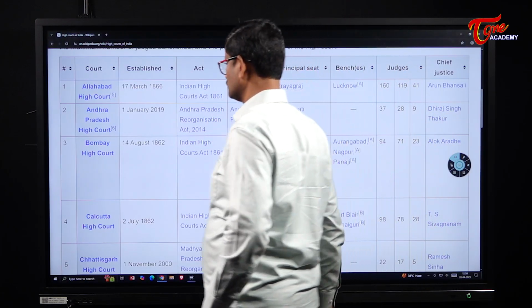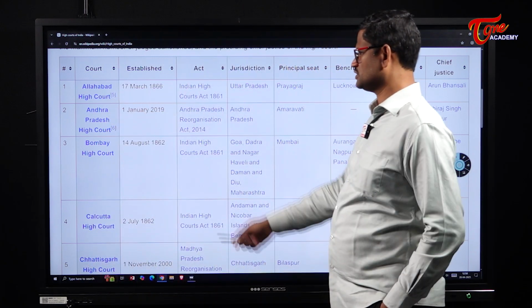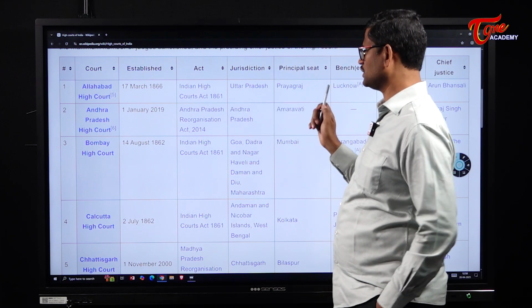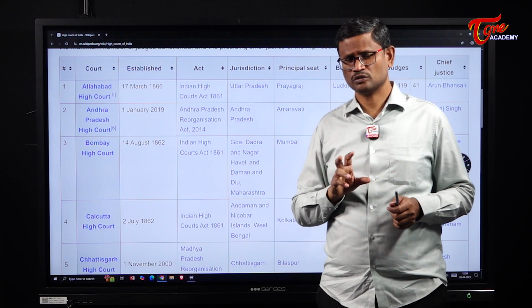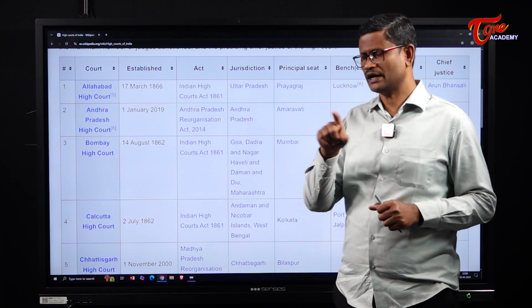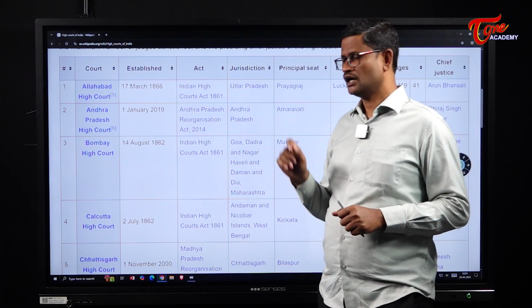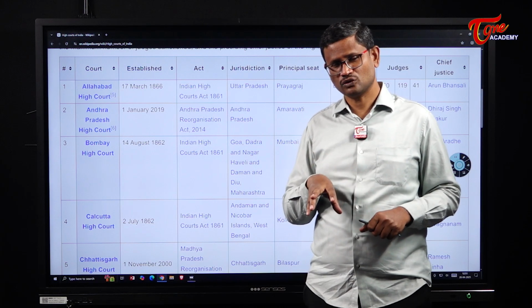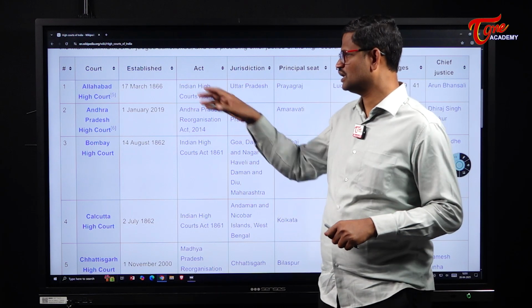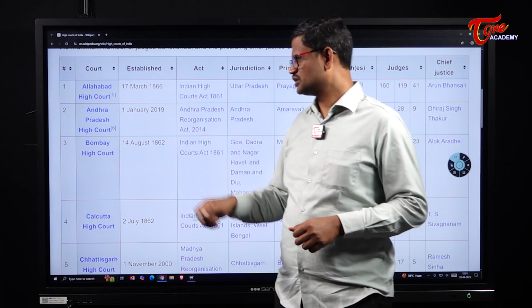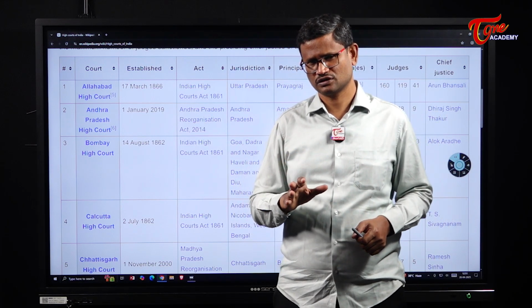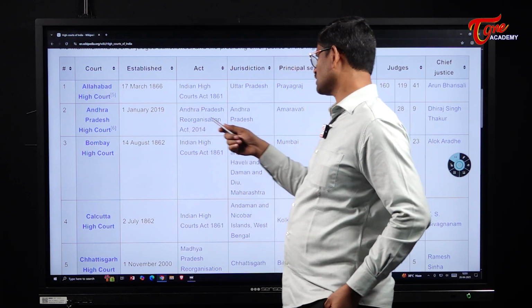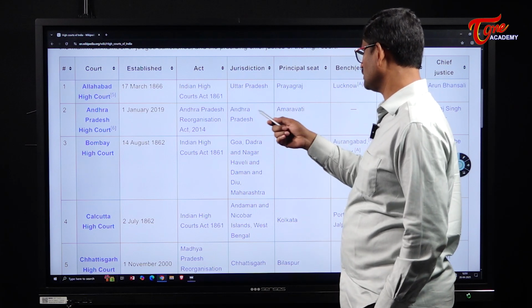If you take Allahabad High Court, it was established in 1866. It has jurisdiction over Uttar Pradesh. Remember, the capital of Uttar Pradesh is Lucknow. But the High Court is not in Lucknow, it is in Prayagraj, and it has a bench at Lucknow. So there are some states where the High Court is not located in the capital of the state. One of them is Allahabad High Court. And Andhra Pradesh High Court is the most recent High Court, which was established on January 1st, 2019. The jurisdiction of Andhra Pradesh High Court is Andhra Pradesh. The seat of the High Court is at Amaravati.